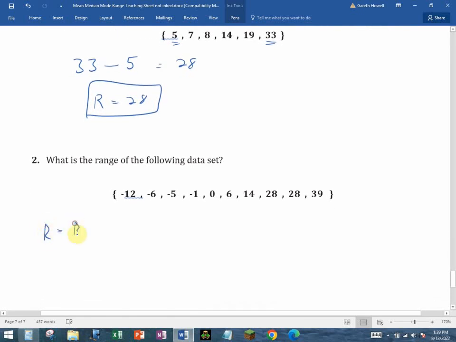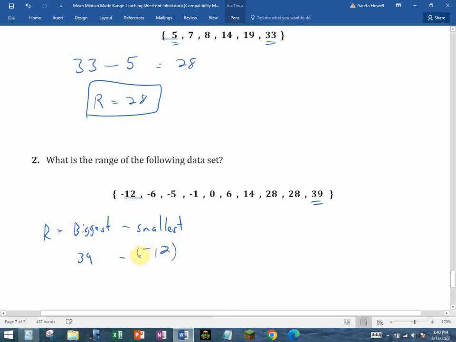So range equals biggest, just to remind yourself, minus smallest. So the biggest number in this data set, they're already ordered for us, but if they're not, you'll have to look through and you'll have to find out what the biggest number is. Hopefully you should be able to do that. So in this case it's 39, and the smallest value in this case is a negative 12.